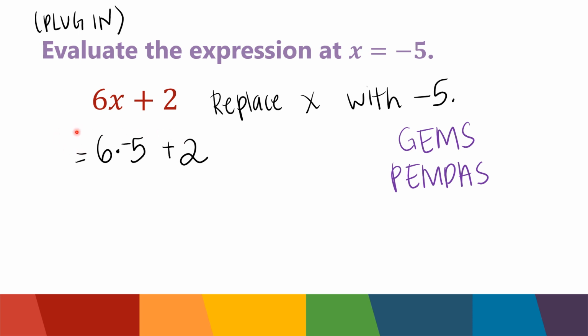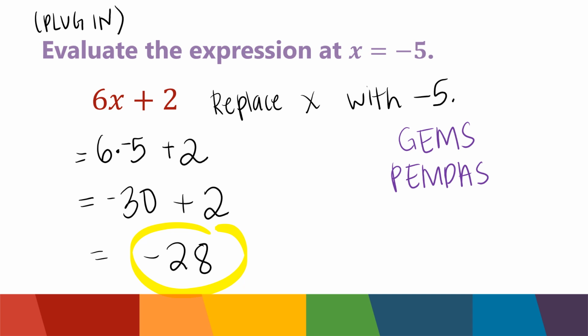Here we have multiplication that we need to do first. 6 times -5 is -30, plus 2 just drops down. And then -30 plus 2 is -28. That is the value of the expression when x is equal to -5. So, easy enough.